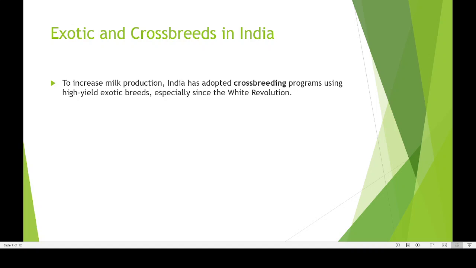Then there are exotic and cross breeds. Their main purpose is more milk production. So India has adopted a crossbreeding program using high yield exotic breeds, especially since the White Revolution. Now India has a very large population. Almost everyone in all the families is drinking milk, either as pure milk or in the form of tea. So milk is widely needed across India.